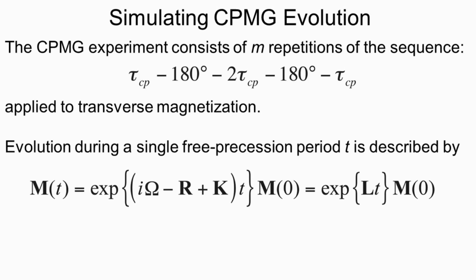So in a single free precession period, of course, the evolution of magnetization is just the solution of the Bloch-McConnell equation. So this is just a restatement of our earlier expression, where now omega contains all the chemical shifts, R contains all of the relaxation rates from processes other than chemical exchange, and K contains all the kinetic rate constants.